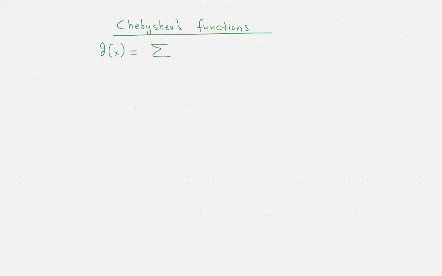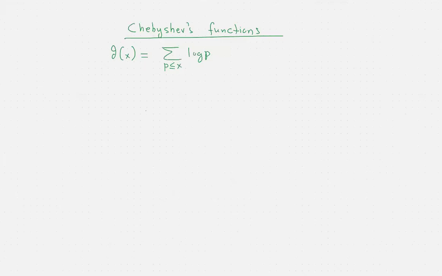Let's give a simple example. Theta of 10, let's say. What are the primes that are less than or equal to 10? 2, 3, 5, and 7. So we will have log 2 plus log 3 plus log 5 and plus log 7. And it turns out that the prime number theorem is equivalent to the statement that the limit as x tends to infinity of theta of x over x is equal to 1.